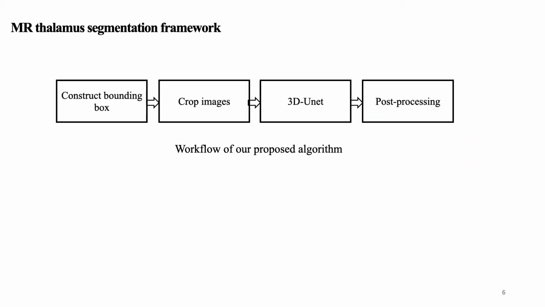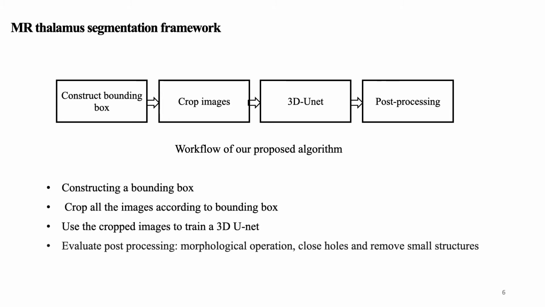Here is the framework of our algorithm. First of all, we will construct a bounding box. Then we will crop the images according to the bounding box. After cropping, we will feed images into the 3D network. After the prediction from the 3D network, we will do some post-processing to make sure everything is smooth.